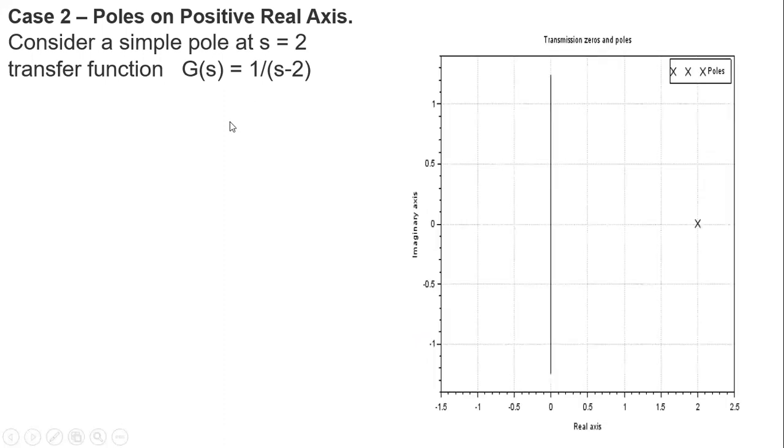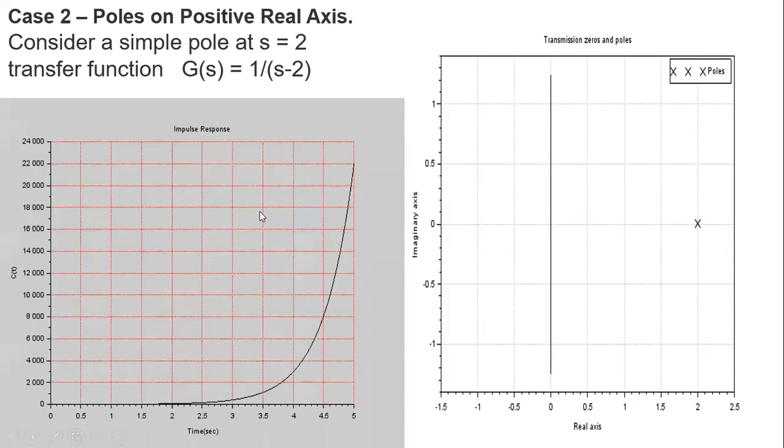Then poles on the positive real axis: s = 2, and the transfer function is 1/(s-2). Here you will see s = +2, so the pole is on this side, the right side. Now, when the pole is on the right side, the response increases exponentially after some time, and this means that the system doesn't settle and it is marked as unstable for an impulse response.